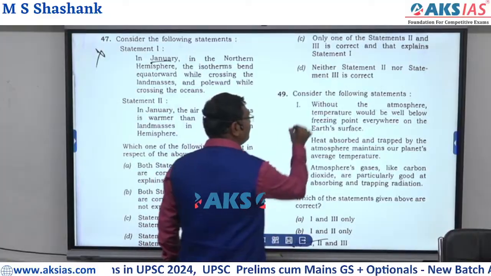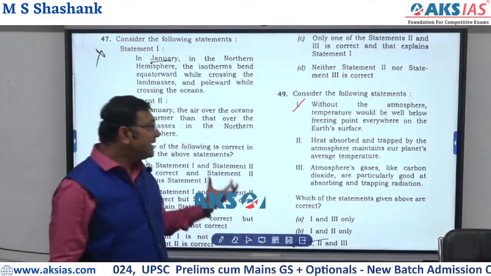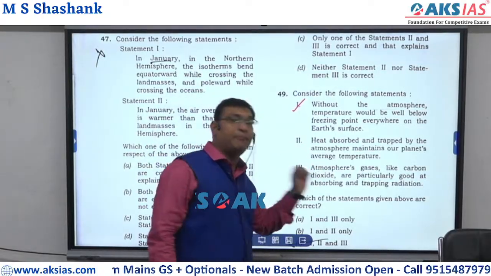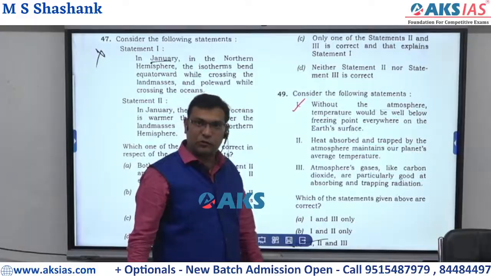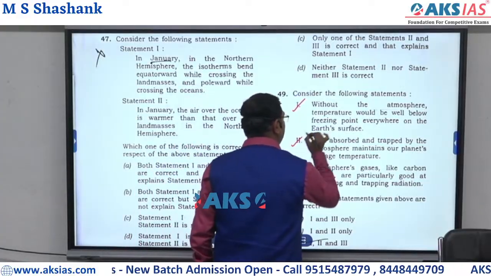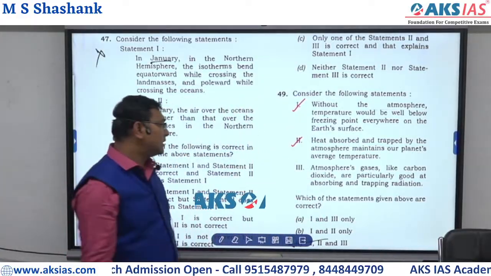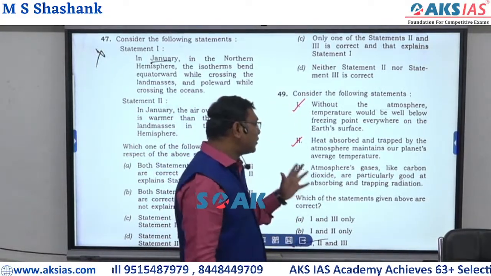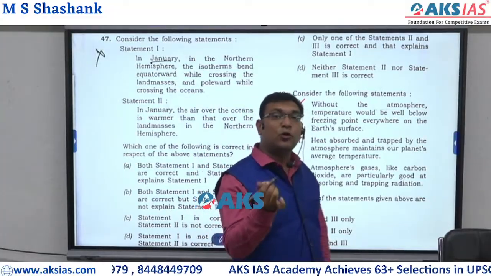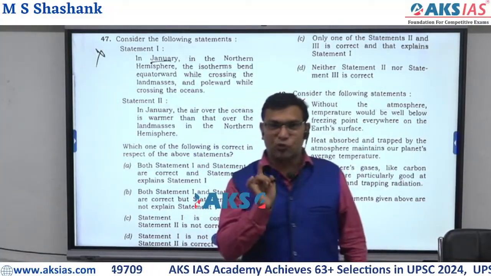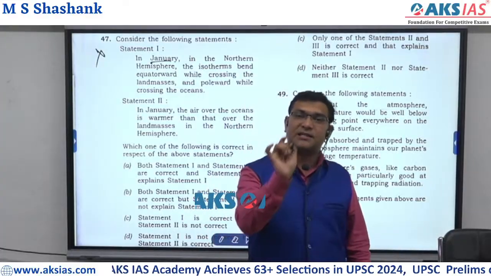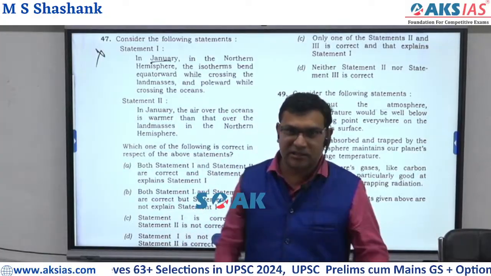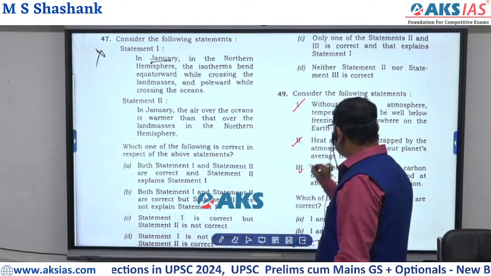Second, heat absorbed and trapped by the atmosphere maintains our planet's average temperatures. We read this in the heat budget. Average temperatures are maintained. Third, atmospheric gases like carbon dioxide are particularly good absorbers, because we know carbon dioxide has a global warming potential, which we consider as 1 unit. Based on that, we discuss the other gases also. So statement 3 is also right.